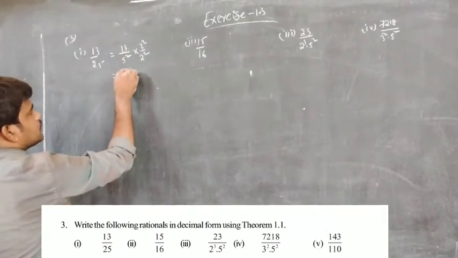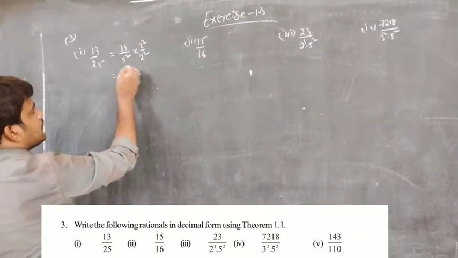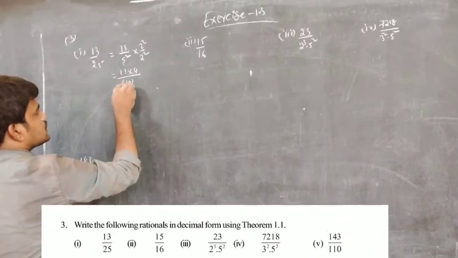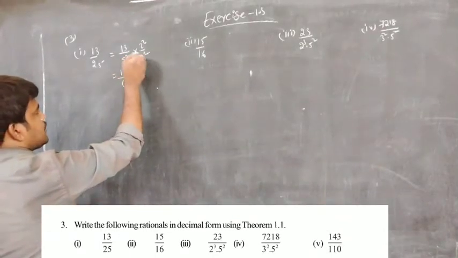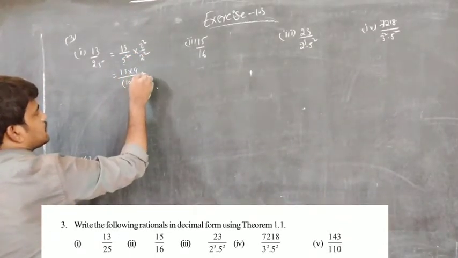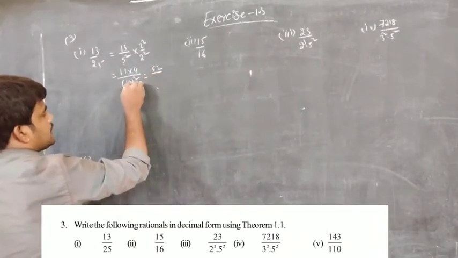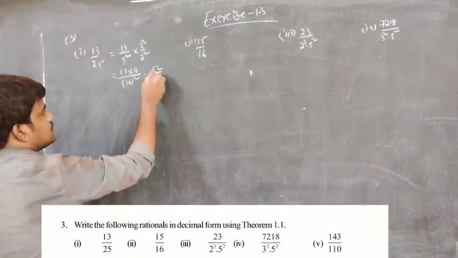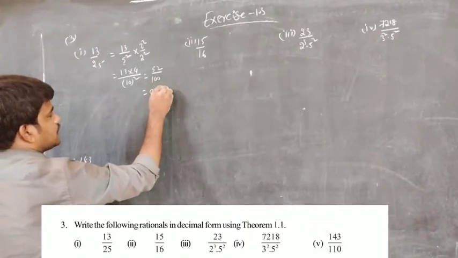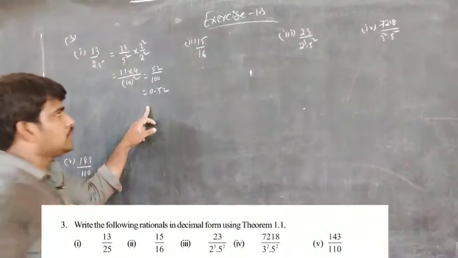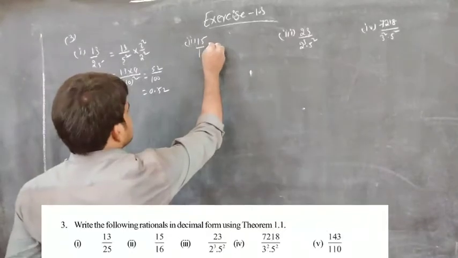So 13 into 2 square, value 4, over 5 2s are 10 whole square. Since the power is the same, it becomes whole square. 13 4s are 52 by 10 square, which means 100. So in decimal form, it is 0.52. Next one, 15 by 16.